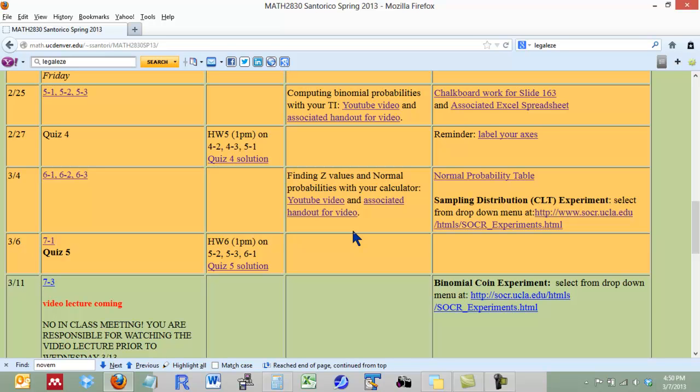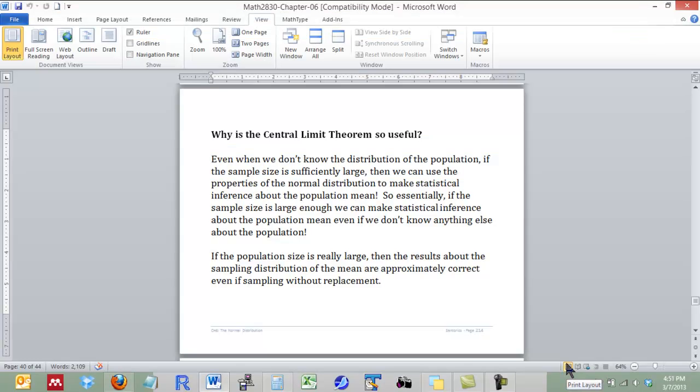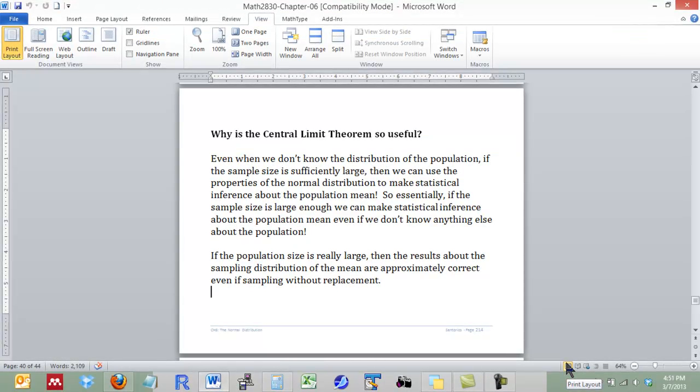So today we're going to finish up section 6.3, and then we're going to start into confidence intervals in chapter 7. So that's the plan. Last lecture, we had just gotten to the point of talking about the central limit theorem and where it came from, and now we're going to start off with using it.